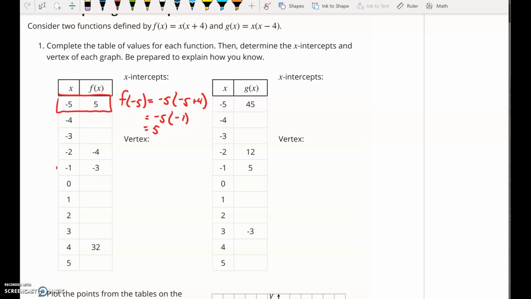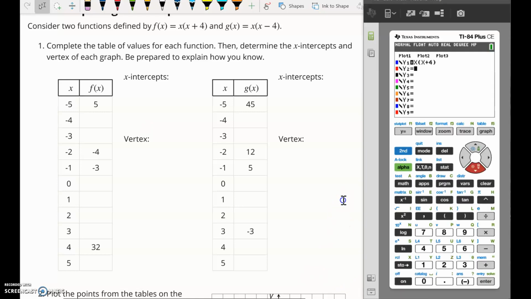Now, in Algebra 1, you did a lot of building tables of values, and you did it a lot by hand. I would encourage you not to do it by hand. If you do not have a graphing calculator, you certainly can do it by hand, but I'm going to use the graphing calculator. And here's what I'm going to do. I have the first function entered in my y1.